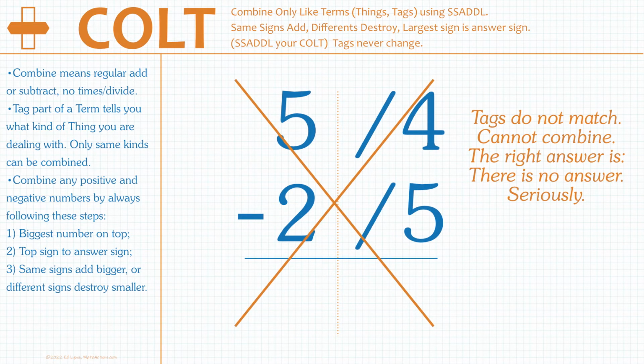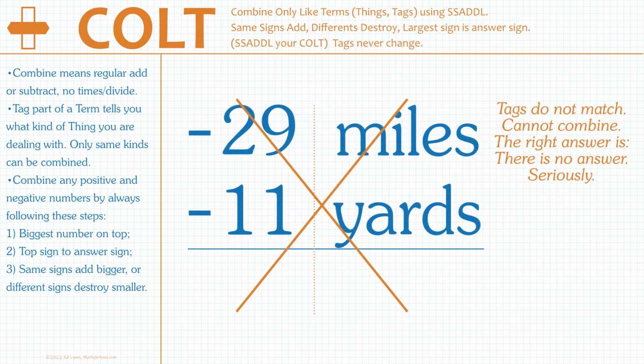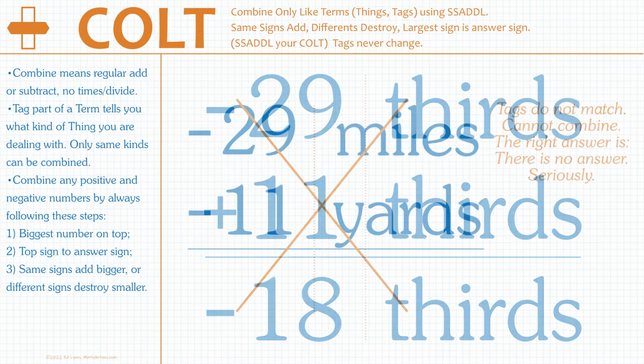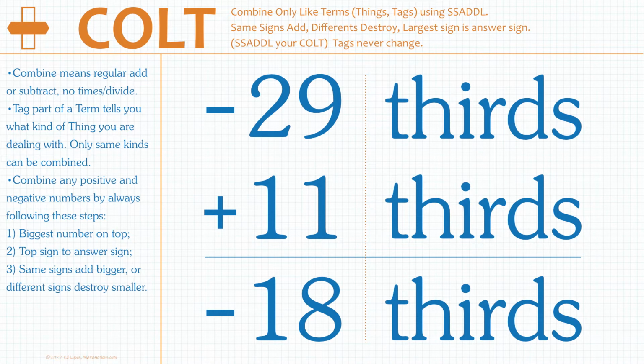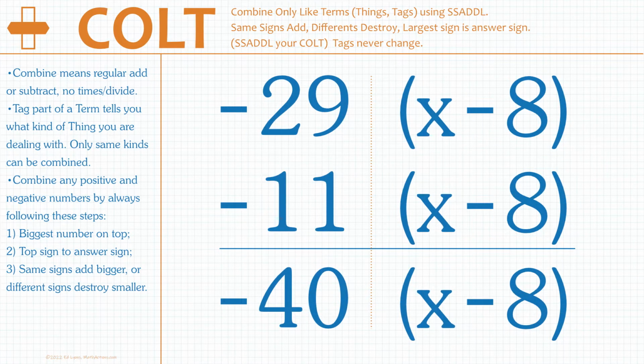If I try to combine 2 different things, like fourths and fifths or nickels or dimes, I can't. I have to stop and say there is no answer, or I need to convert them to something else, like 20ths. Again, miles cannot combine with yards unless I change one or both of them into the same thing or tag. I have these fractions written out in words to help prove the point. Combine same tags to get the same tag. Again, whether or not you know what an x minus 8 is, combine like things to get a like thing. That's all you need to know, that's all even a 3rd grader needs to know.